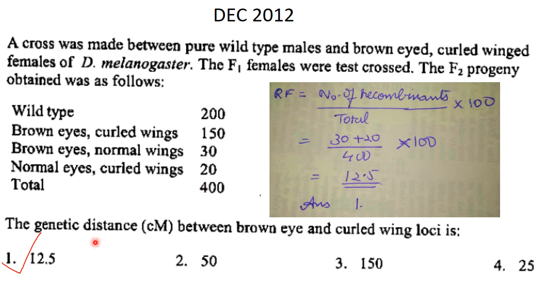They have asked for the genetic distance between brown eye and curled wing loci. So recombination frequency, that is number of recombinants by total number of progeny, is 30 plus 20 divided by 400 into 100. You will get it as 12.5. So the answer is option 1.